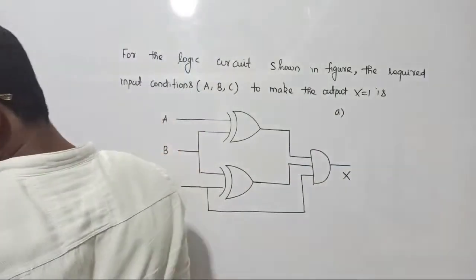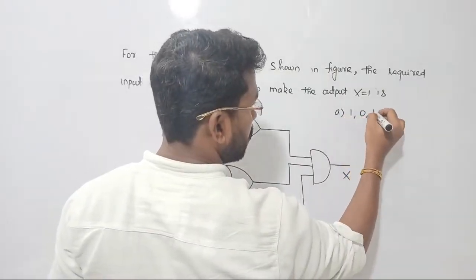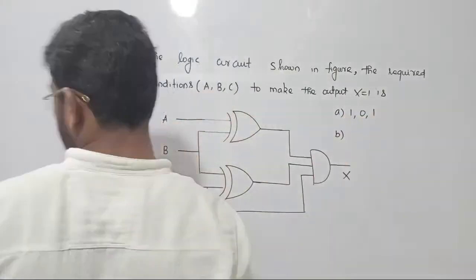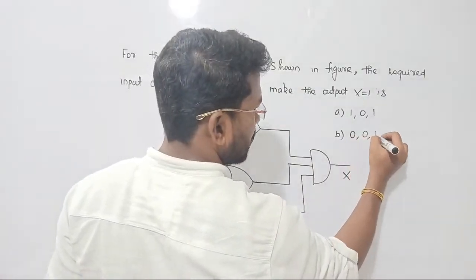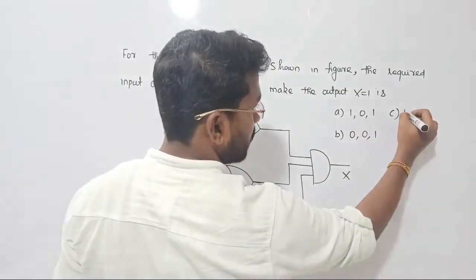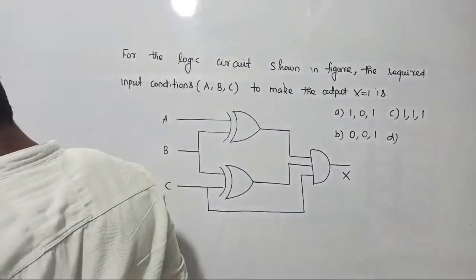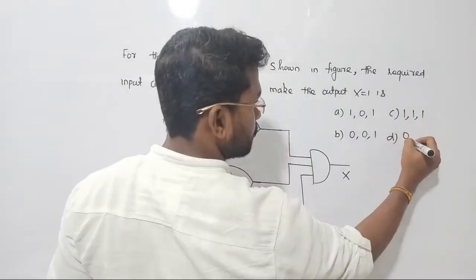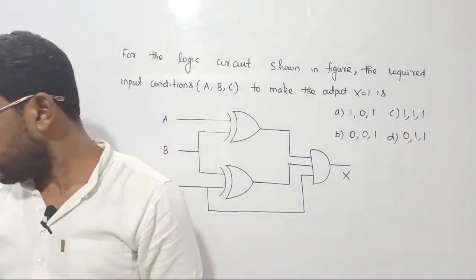Option A, 1 comma 0 comma 1. Please do it by yourself, don't wait for me, right? Because you know the procedures, there is nothing to understand. I'm repeating, digital is easy, very very easy. It's not just words, I'm just proving it. You can trust me. Try, bring the answer.